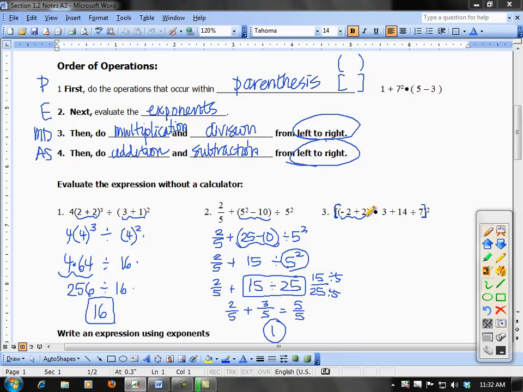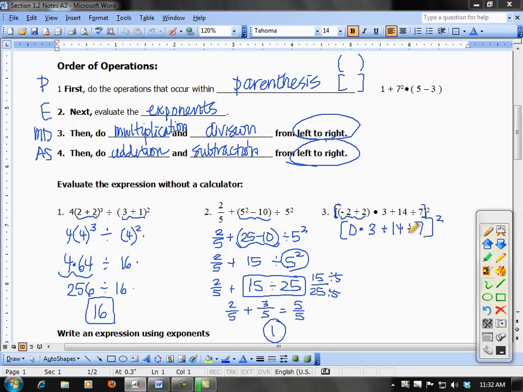-2 plus +2, that's the identity. That means you get 0. Times 3 plus 14 divided by 7. Whatever our answer is, we're going to square it. All right. We see inside multiplication, addition, and division. Well, we have to do multiplication and division first.